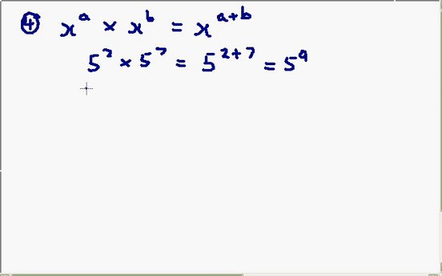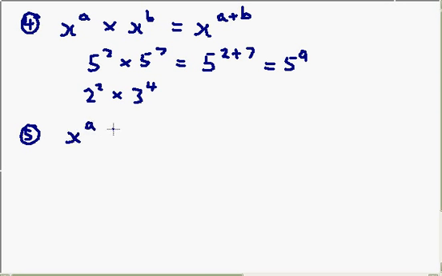Okay, I can't combine, say, 2 squared times 3 to the 4. Okay, I can't combine these. So let's have a look at the next one. So law 5, if you will.